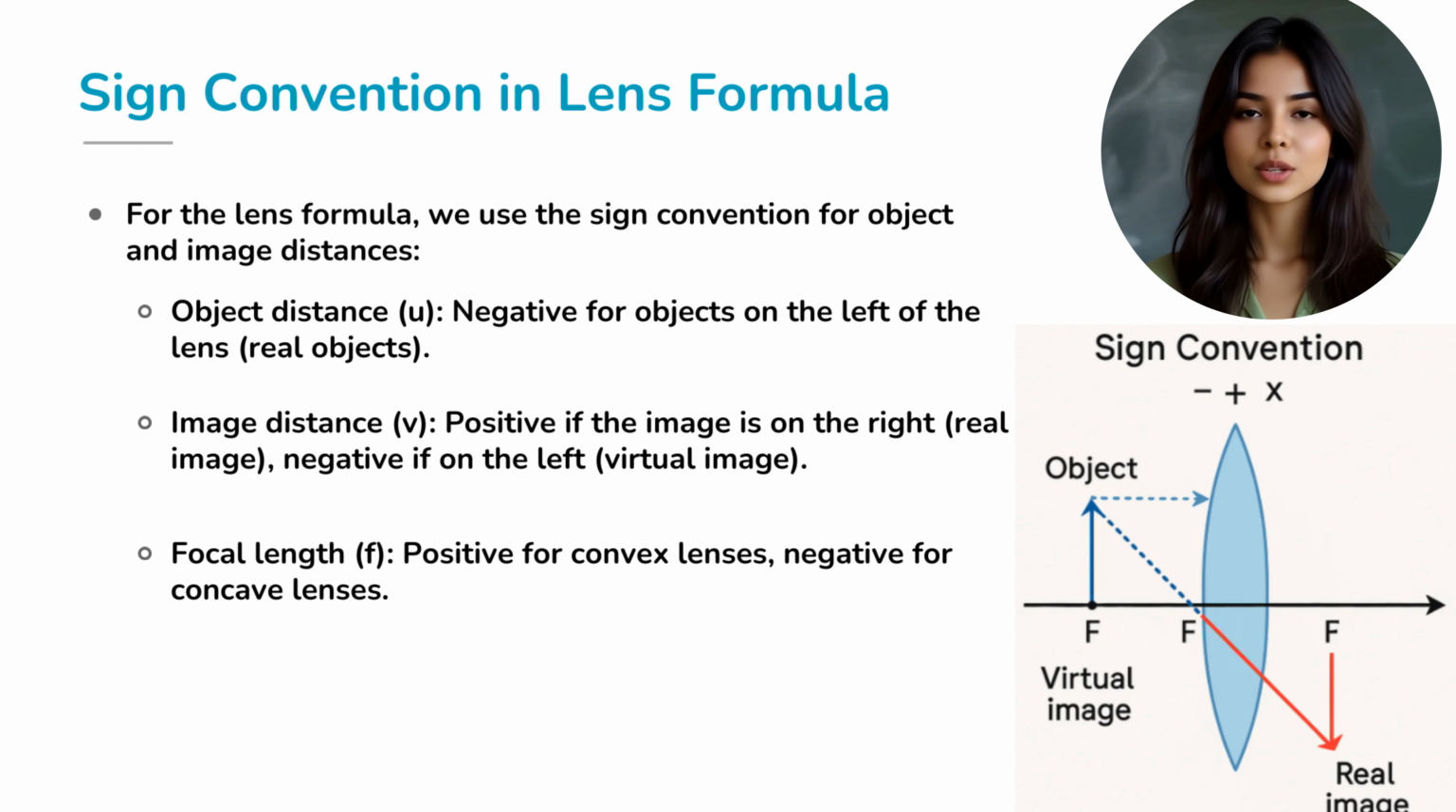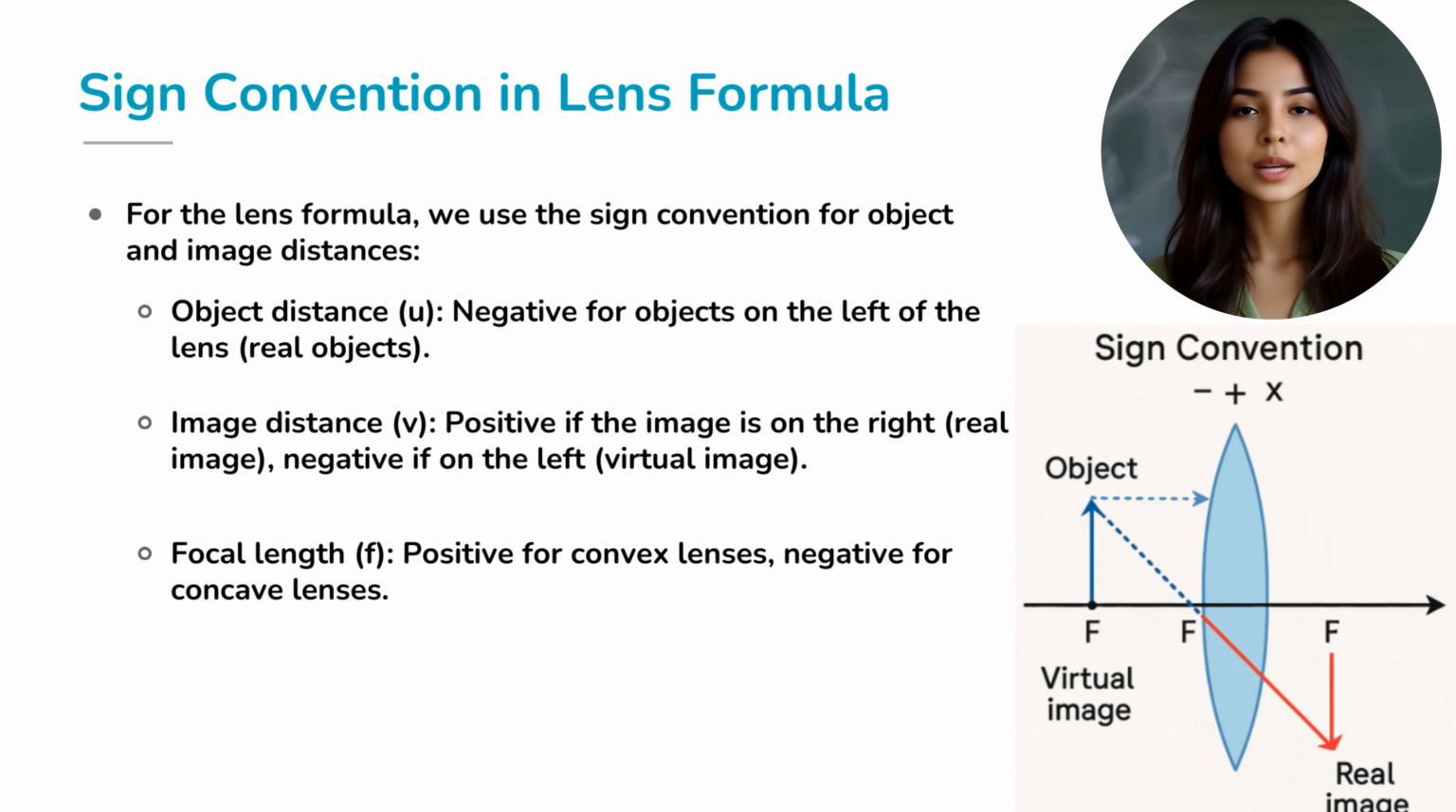Well, that depends on the type of lens. For convex lenses, which converge light rays, the focal length is positive. For concave lenses, which diverge rays, the focal length is negative. This little sign change makes all the difference when you're solving numerical problems. As you can see in the diagram, the object is on the left and the lens is forming two different possibilities, one real image on the right and one virtual image on the left. The sign convention helps us distinguish between these cases with absolute clarity.